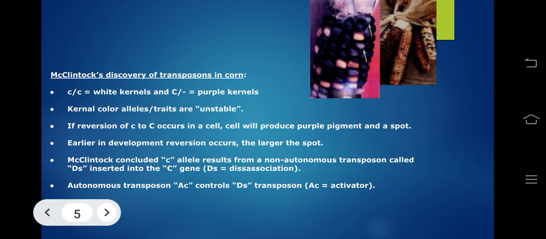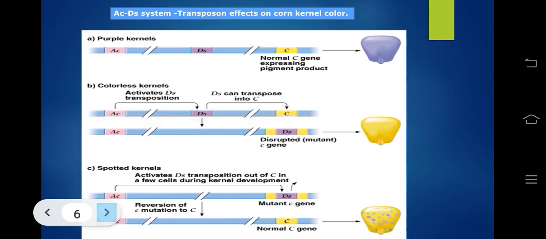Ds stands for dissociation. The autonomous transposon Ac controls the Ds transposon. Ac activated. The Ac/Ds system's transposon effects on corn kernel color: a purple kernel has the normal C gene expressing pigment product. A colorless kernel activates Ds transposition.